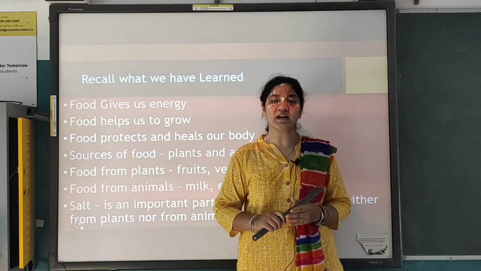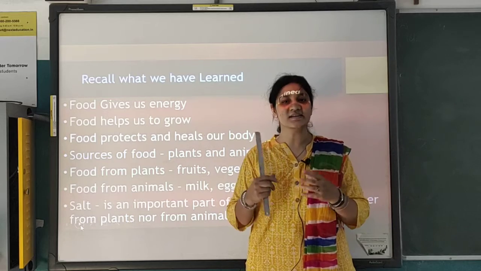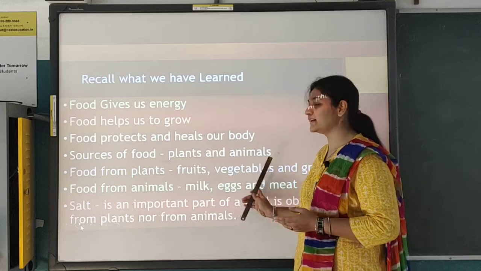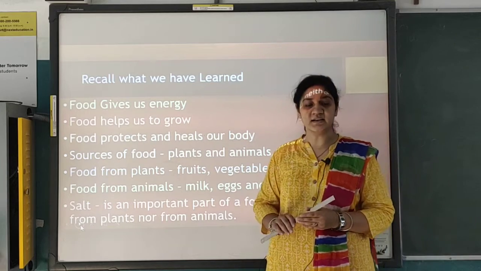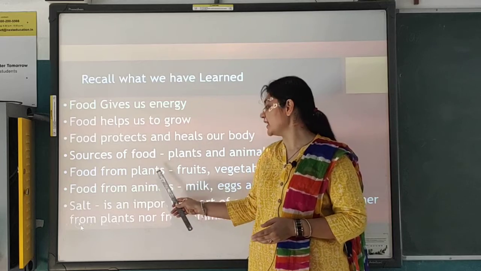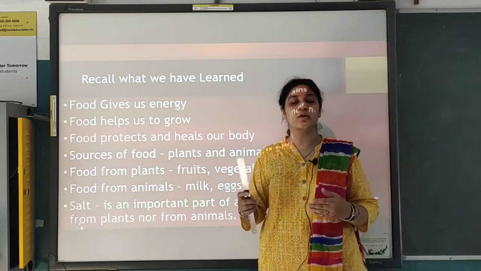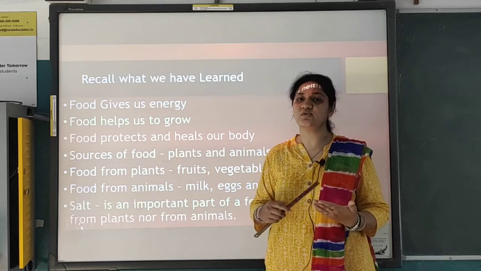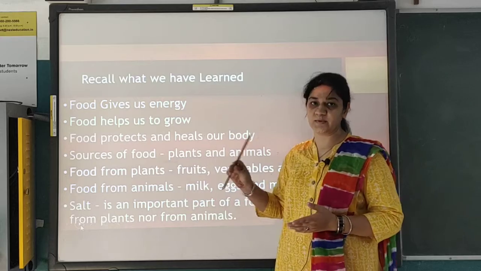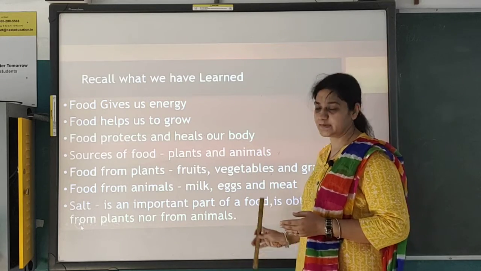Also, we understood that when we are having food, we get it from different sources. The sources of food were plants and animals. The food from plants are fruits, vegetables and grains. Then food from animals. Which food do we get from animals? We get milk, eggs and meat.